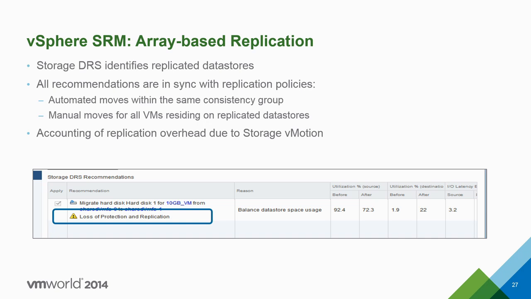But if there is any possibility that there will be a configuration mismatch or a slight loss of protection for an interim period, for a short amount of time, storage DRS will not make that move automatically, but it will make a recommendation. And those recommendations will be tagged as, okay, well, Mr. Admin, here's a recommendation that you should be doing, but be aware that if you do it, there might be a slight loss of protection until the protection policy catches up on that data store.